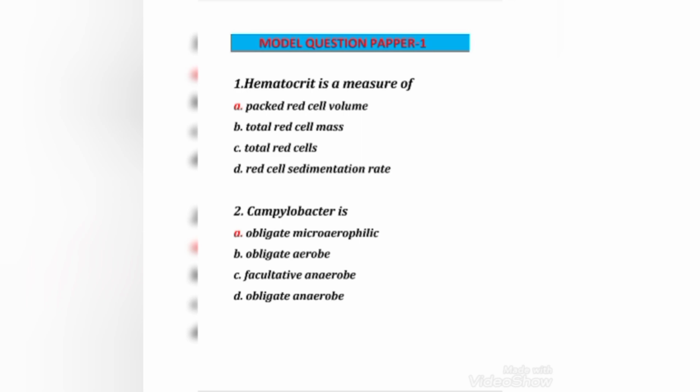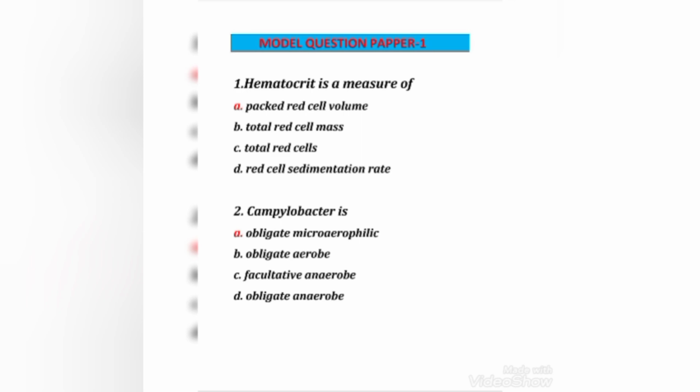Question number 1. Hematocrit is a measure of packed red cell volume, total red cell mass, total red cell sedimentation rate. The right answer is option A, packed red cell volume. As we know, hematocrit test measures the proportion of red blood cells in our blood. RBCs carry oxygen throughout our body. Having too few or too many RBCs can be a sign of certain diseases.